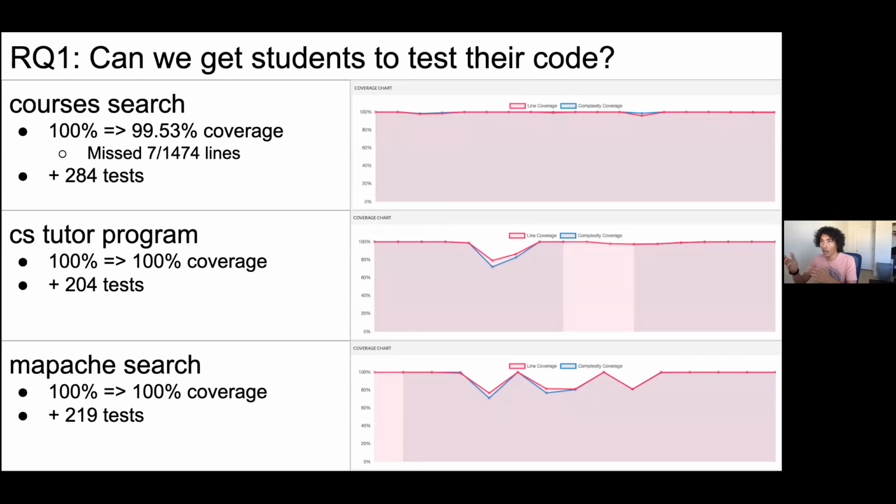What I have pictured here is the code coverage over time for these 3 different repos. All 3 we handed off to the students at 100% code coverage. 2 of them maintained 100% code coverage, while the courses search application only missed 100% code coverage by 7 lines out of 1,474. In total, I've shown here the number of new tests that were added. It totals up to 707 new tests written by students.